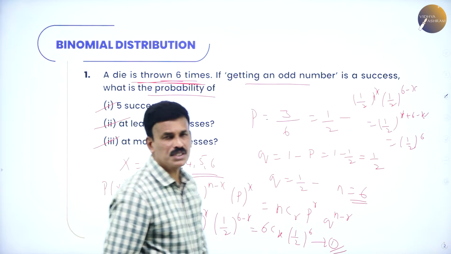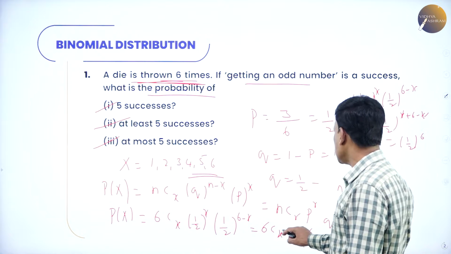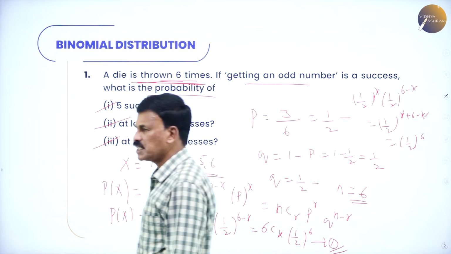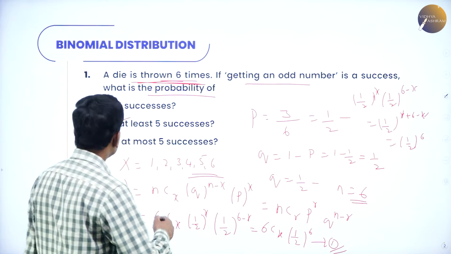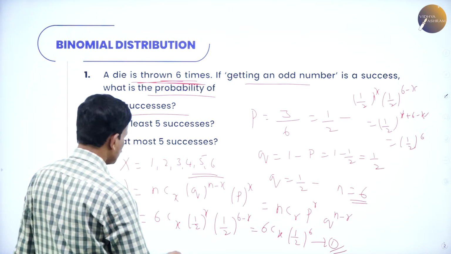So using Bernoulli's distribution, we can write P(x) = 6Cx (1/2)^6. Now let us come to case number 1. What is case 1? The first case is 5 successes. Now I will go to the next page.